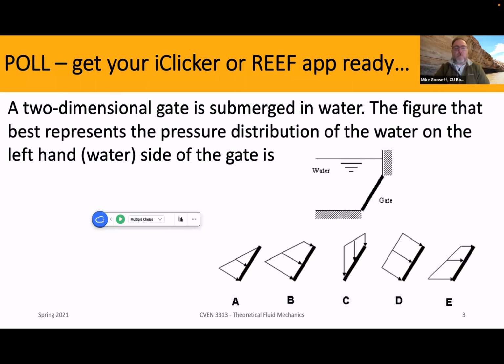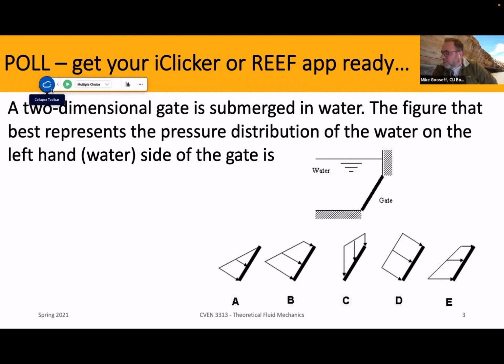There's a series of these questions, but here's the first one. A two-dimensional gate is submerged in water. So this is the plane gate that we've talked about for a couple of classes now. The question is: which figure best represents the pressure distribution of the water on the left-hand side, the water side of the gate? Is it A, B, C, D, or E?